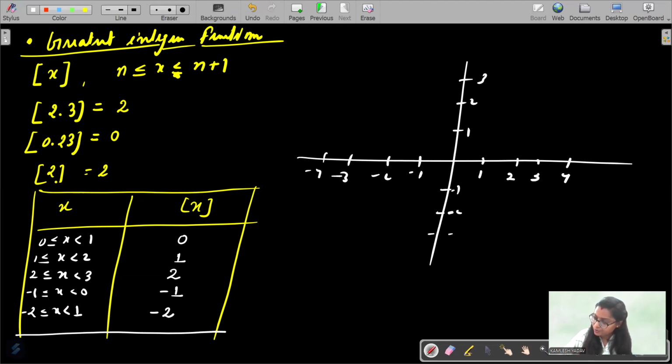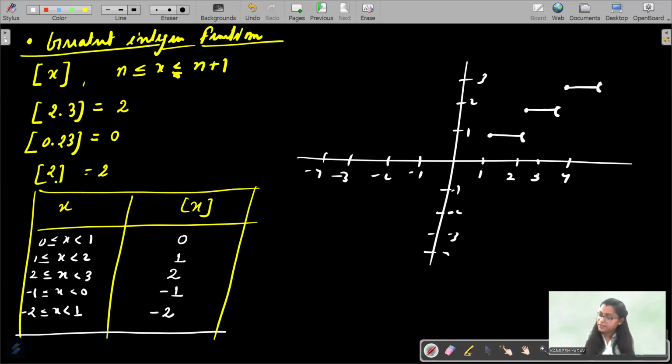-1, -2, -3 and -4. See the graph of greatest integer like this. First we dotted here this line like this. Okay. Now next one is 2, 2. It means like this. Now next one is 3, 3.